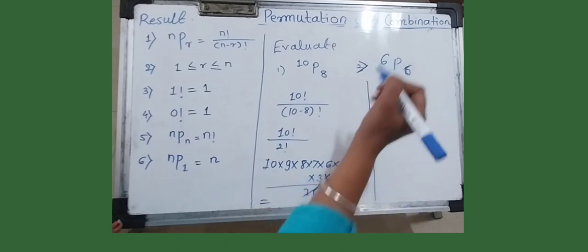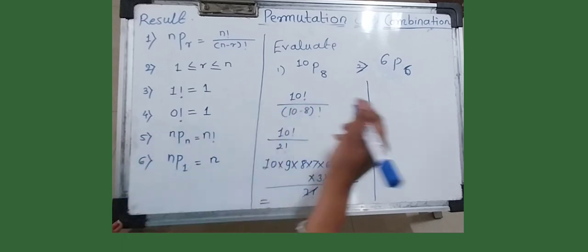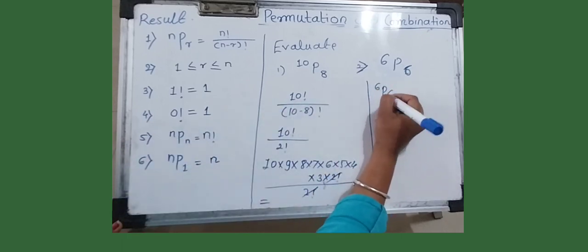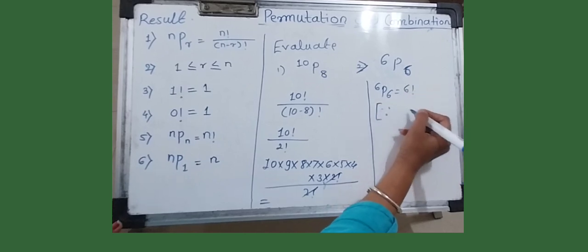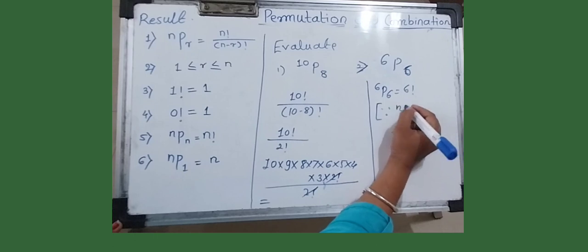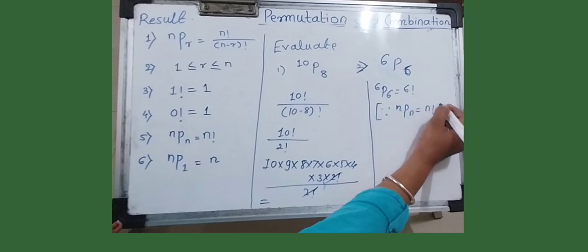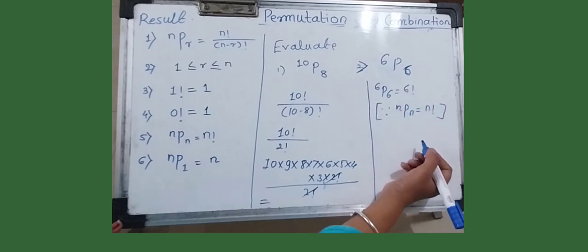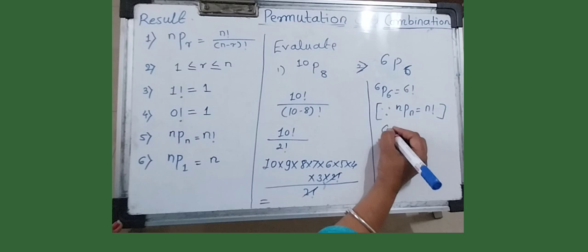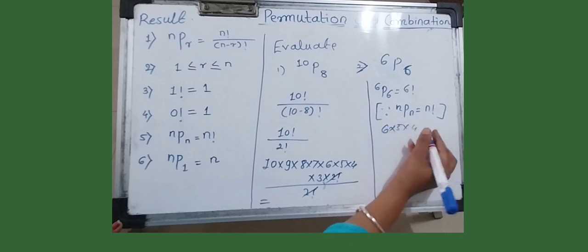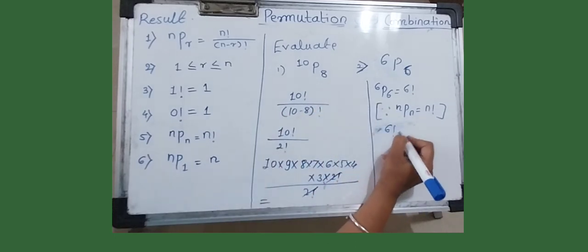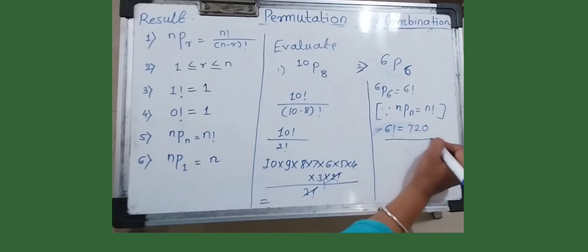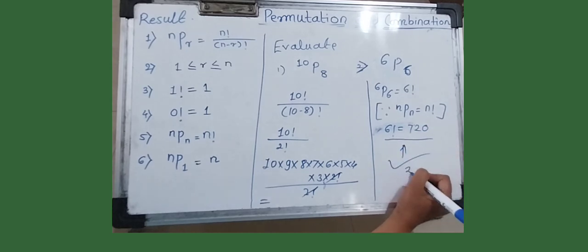Here we use this identity: 6P6 equal to 6 factorial, since we know that nPn is n factorial. That's why we write here 6 factorial. And what is 6 factorial? Don't waste your time finding 6 into 5 into 4. Directly write down 6 factorial is 720. So you will get the full marks, 2 marks. Clear?